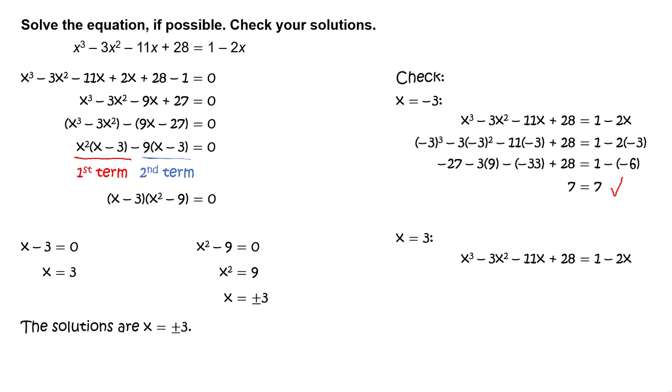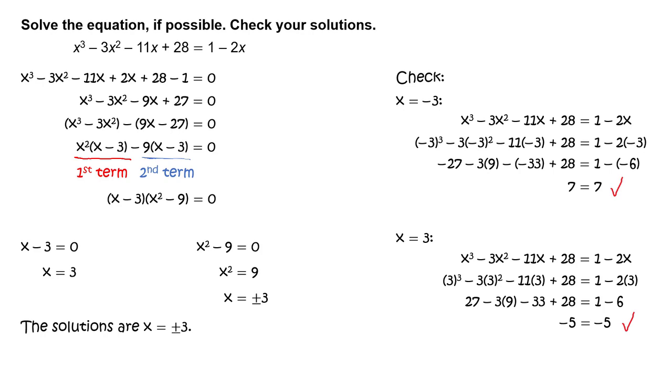Now check x is equal to 3. Substitute 3 for x, and simplify. You are left with negative 5 equals negative 5. Since this statement is true, the solution checks. Therefore, your solutions are x equals positive and negative 3.